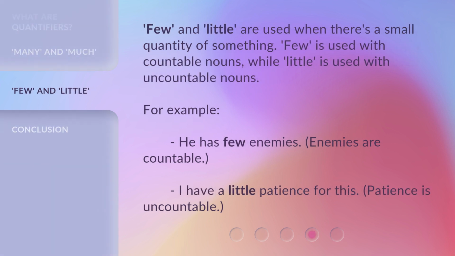Few and little are used when there's a small quantity of something. Few is used with countable nouns, while little is used with uncountable nouns. For example, he has few enemies. Enemies are countable. I have a little patience for this. Patience is uncountable.